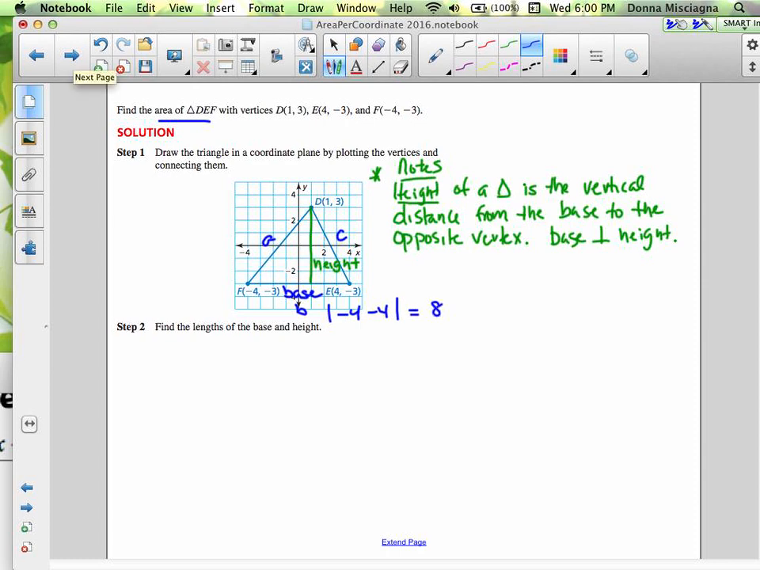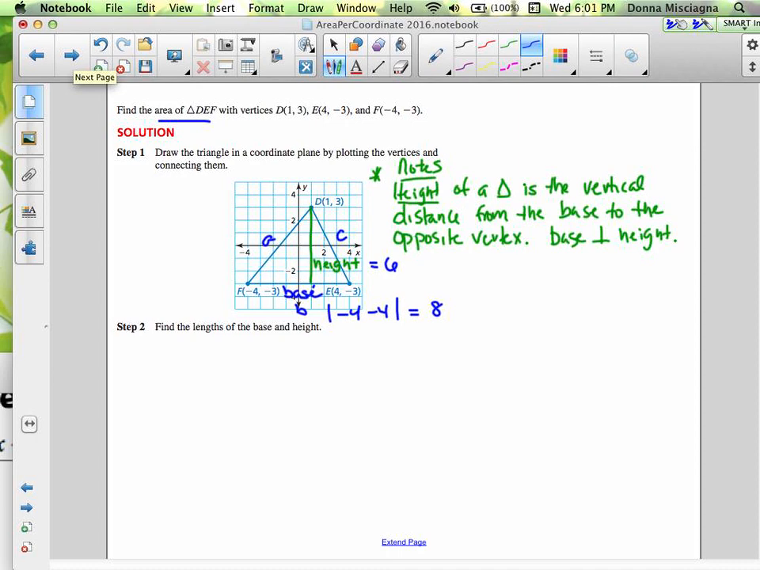Our height here, notice it goes from this point here, looks like that's 1, 1, up to, no, it's not 1, 1, excuse me, it's 1, -3. Or you can count, right? So 1, 2, 3, 4, 5, 6, right? So from -3 to +3, that's going to give us 6. So our height here is 6.